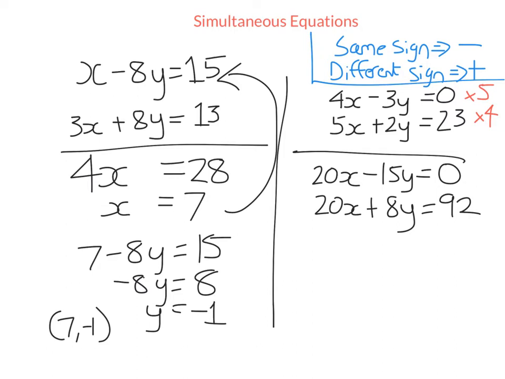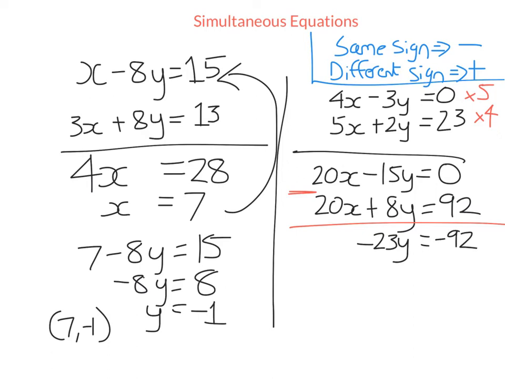I can eliminate the x's. They're both positive. They have the same sign. So this time, I'm going to subtract. I'm going to subtract the bottom equation from the top. So 20x minus 20x just gives me 0. The x's are eliminated. Minus 15y minus 8y gives me minus 23y. Now 0 minus 92 gives me minus 92.